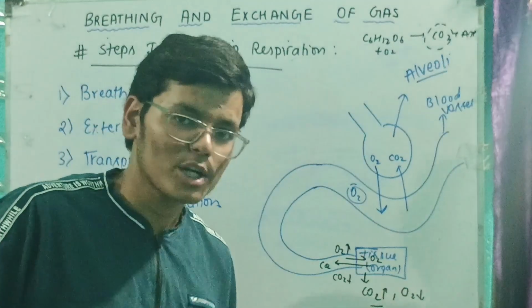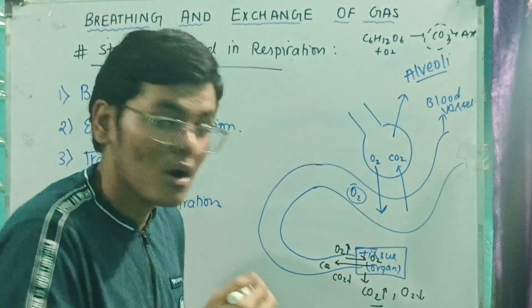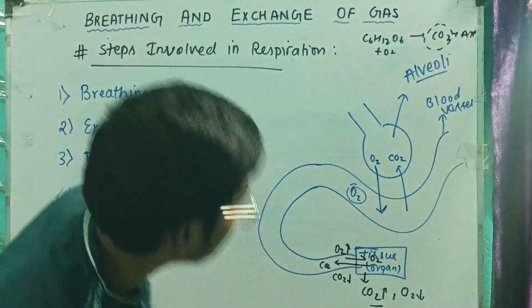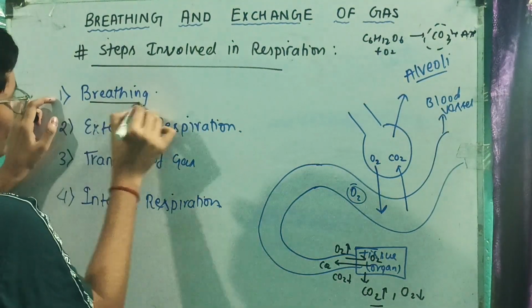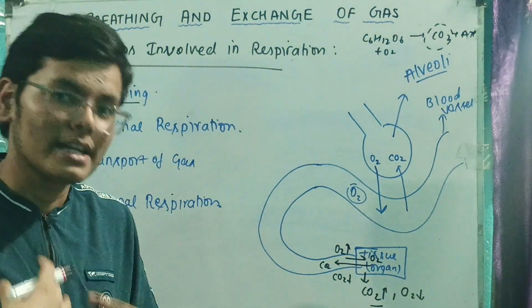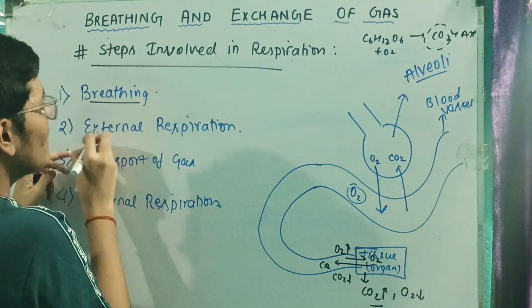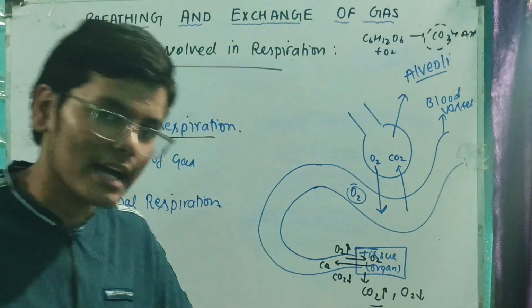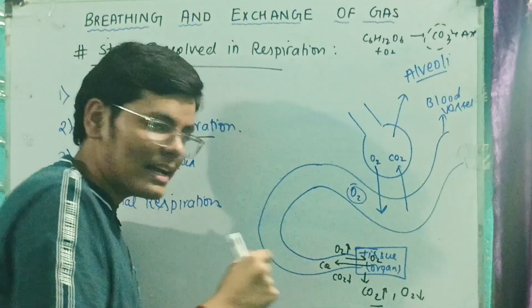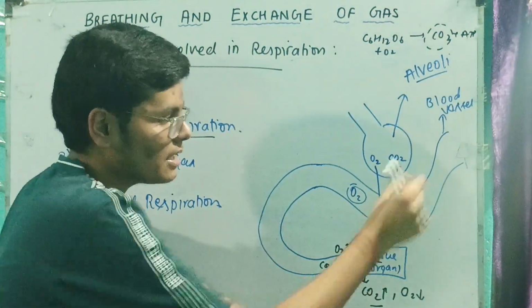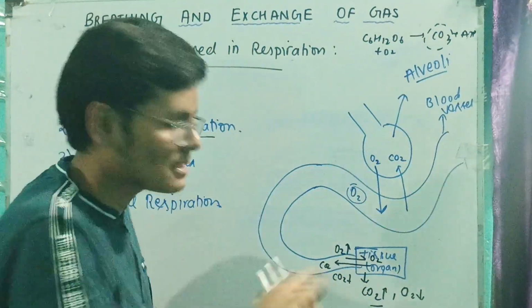This process that I have explained over here is called internal respiration or internal exchange of gases. So till now what have we learned? We have learned that there is breathing, that is we take in the oxygenated air, and then we have external respiration. This oxygenated air reaches the alveoli of the lungs and there it gets exchanged with the blood vessel. This blood vessel has come from the tissue.